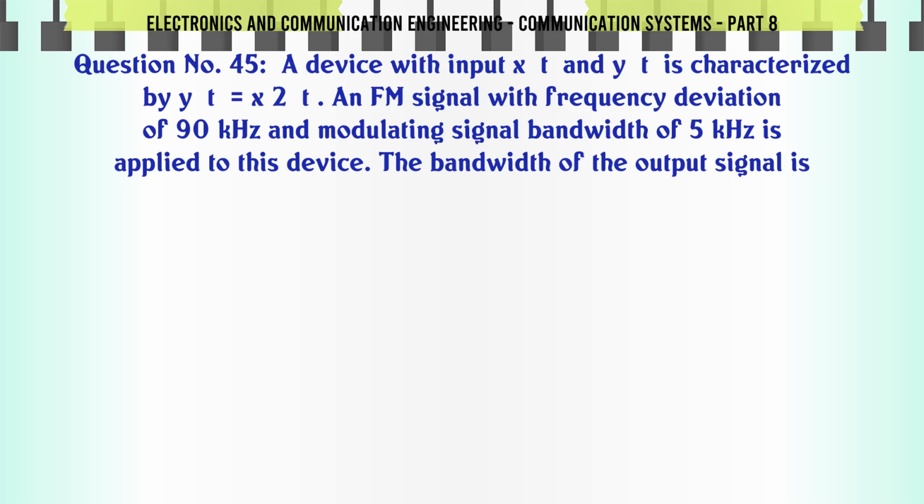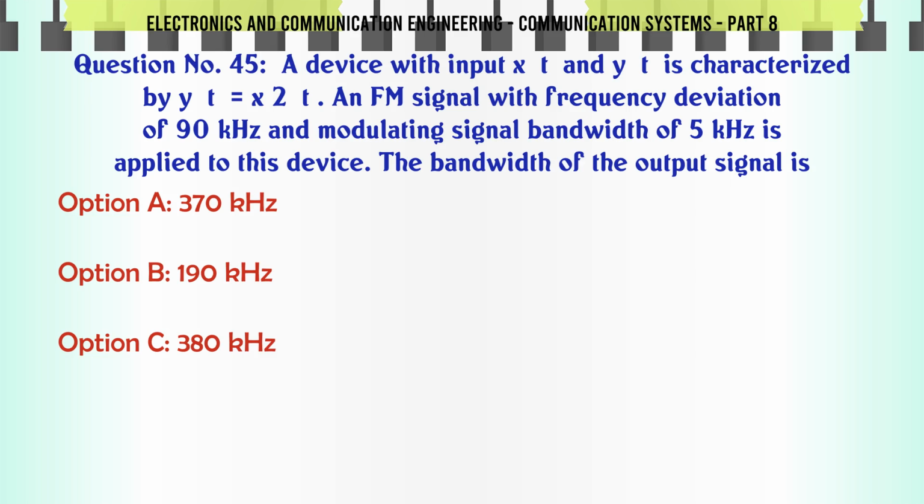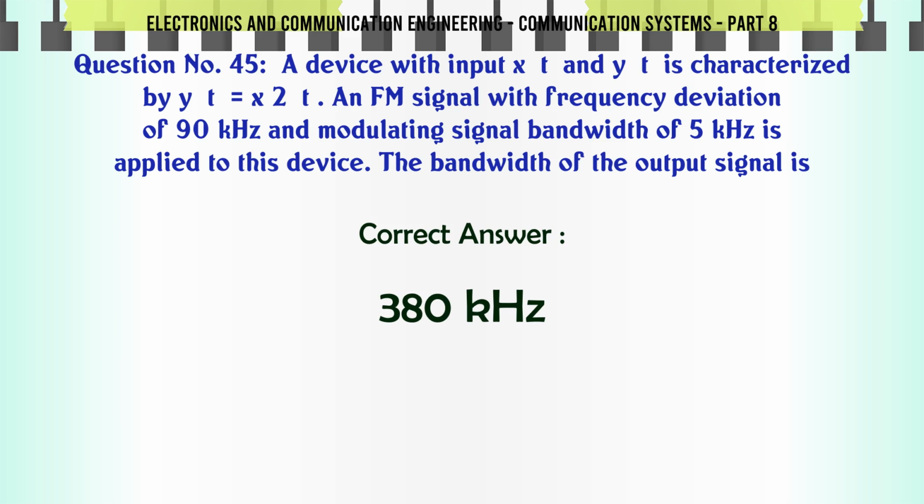A device with input x(t) and y(t) is characterized by y(t) = x²(t). An FM signal with frequency deviation of 90 kHz and modulating signal bandwidth of 5 kHz is applied to this device. The bandwidth of the output signal is A. 370 kHz, B. 190 kHz, C. 380 kHz, D. 95 kHz. The correct answer is 380 kHz.